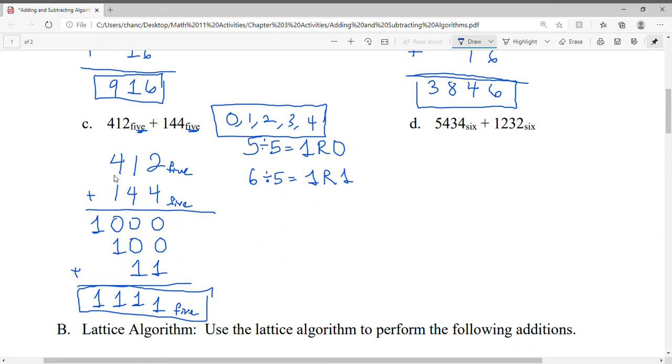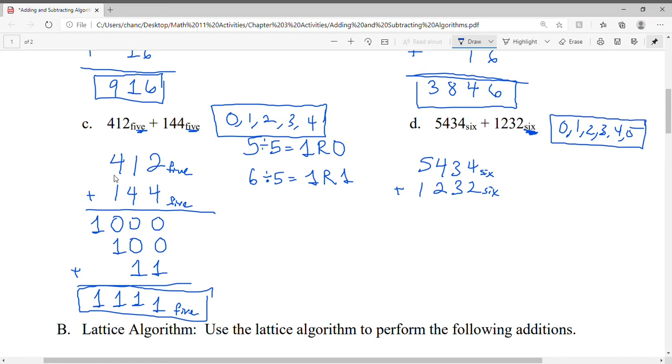For part D, I have 5, 4, 3, 4 base 6. And let's add that with 1, 2, 3, 2 base 6. Now we're looking at base 6. 0, 1, 2, 3, 4, 5 are the only acceptable numbers that are in base 6. So let's add from left to right.